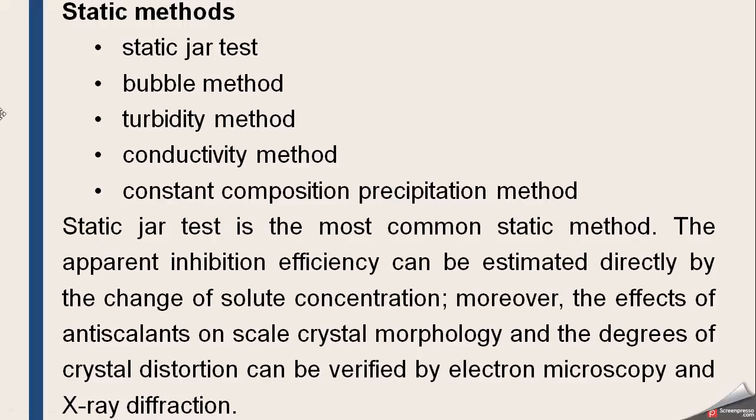One of the most common methods is the static jar test method. Basically, in this method, the apparent inhibition efficiency of the antiscalant is directly measured by using a solution, not flowing water, at different solute, that is different scale forming species, concentrations. So we will put in the antiscalant, and we already have some known concentration of solute in the water, and we will check the effect of the antiscalant, how it interacts with the impurities or the solute particles present in the water.